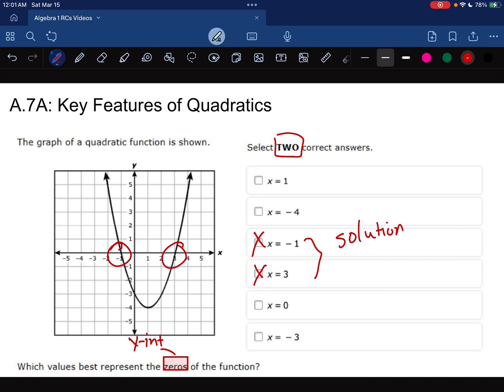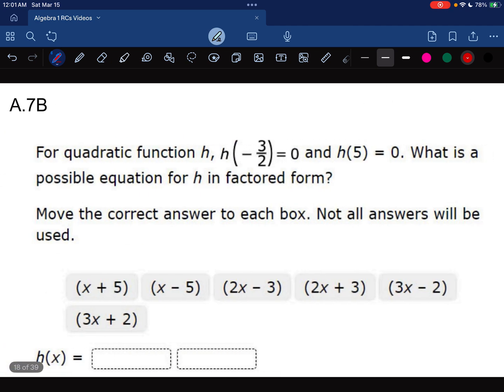A couple other times they like to say zeros, roots, and we know they are x-intercepts. All right, for the quadratic h of x, remember this is just saying h of x equals 0, h of 5 equals 0. What is the possible equation in factored form?